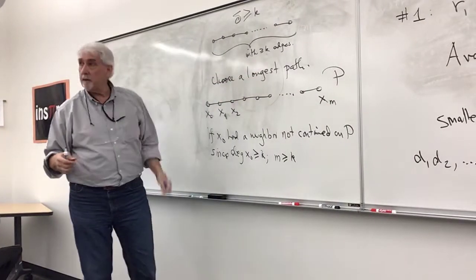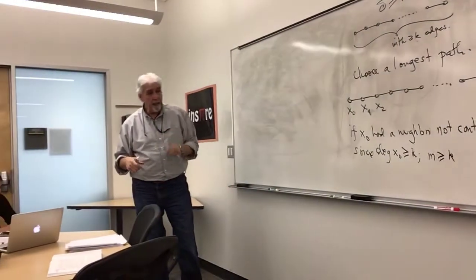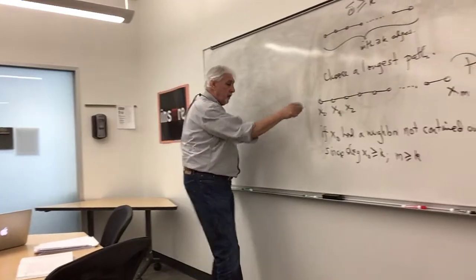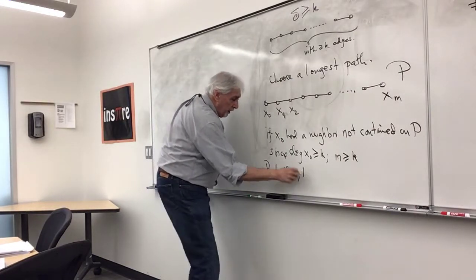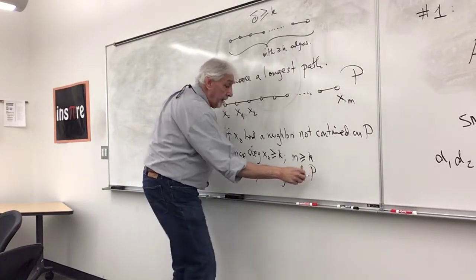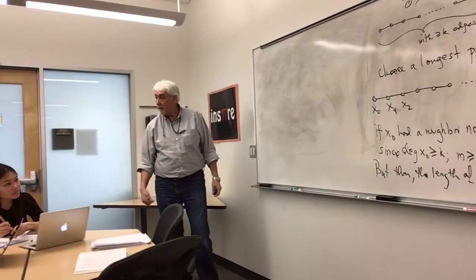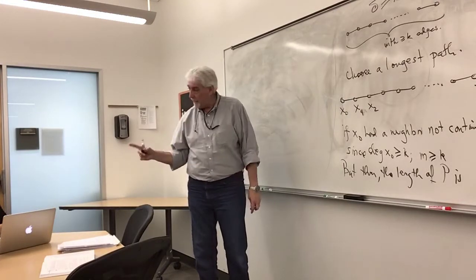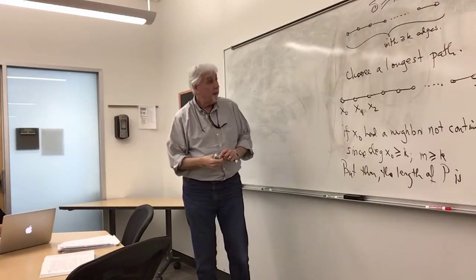But we're assuming that the mean degree is greater than or equal to k. Okay, so everybody with me? M is greater than or equal to k. Yes? What's the length of the path? But then the length of P is how many edges are on this path? How many vertices? M plus 1. So how many edges? M.